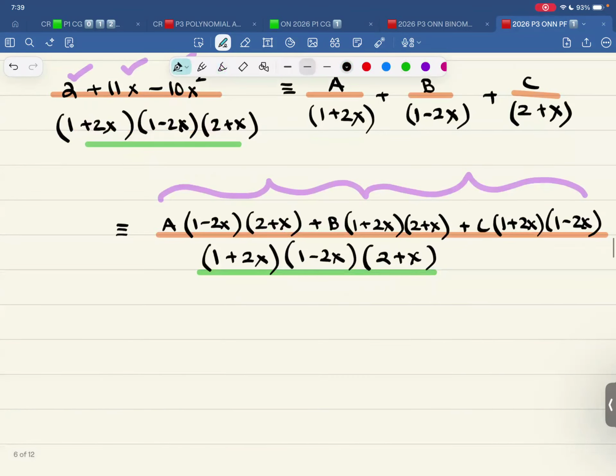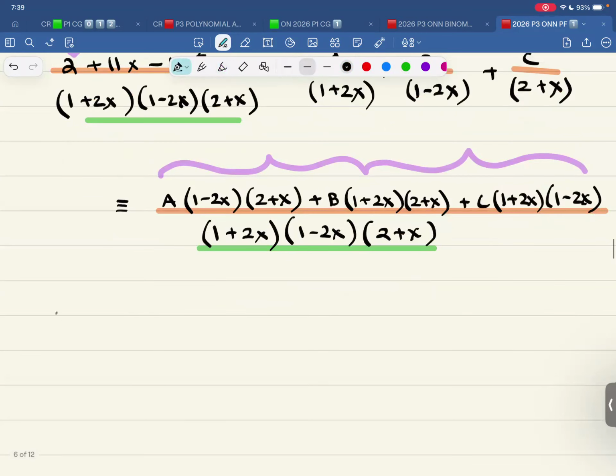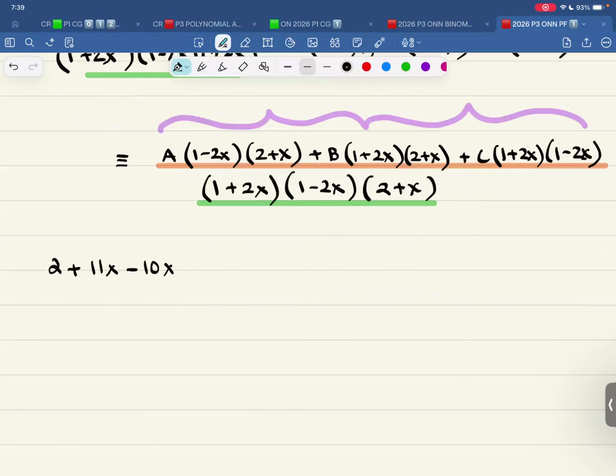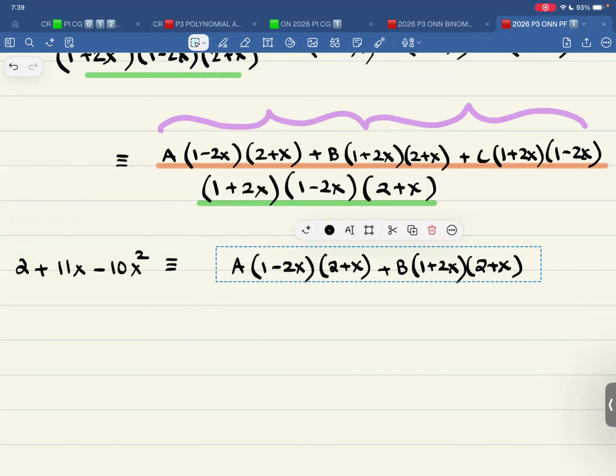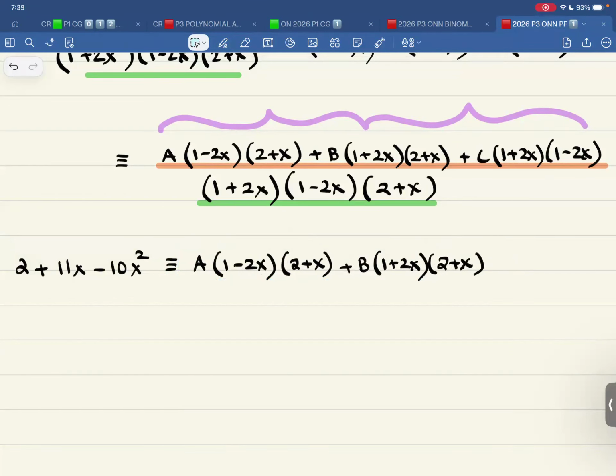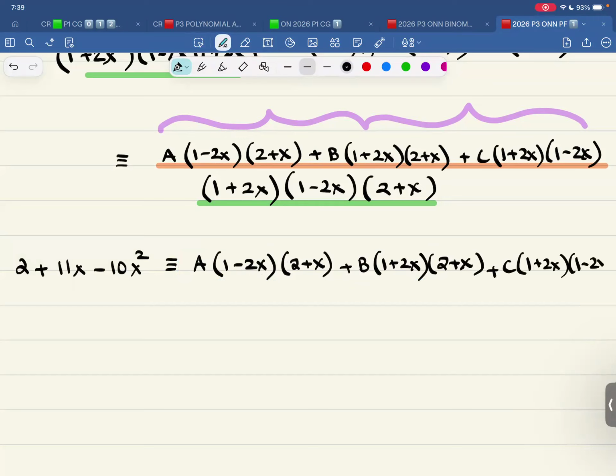Now, let me rewrite this again. And now we have to do a lot of working. So 2 plus 11x minus 10x square is identical to a times 1 minus 2x, 2 plus x, b times 1 plus 2x, 2 plus x, and I need some more space. So hold for a second. Let me push this over here. Let me push this over here. And then we have c, that is multiplying with 1 plus 2x, 1 minus 2x.